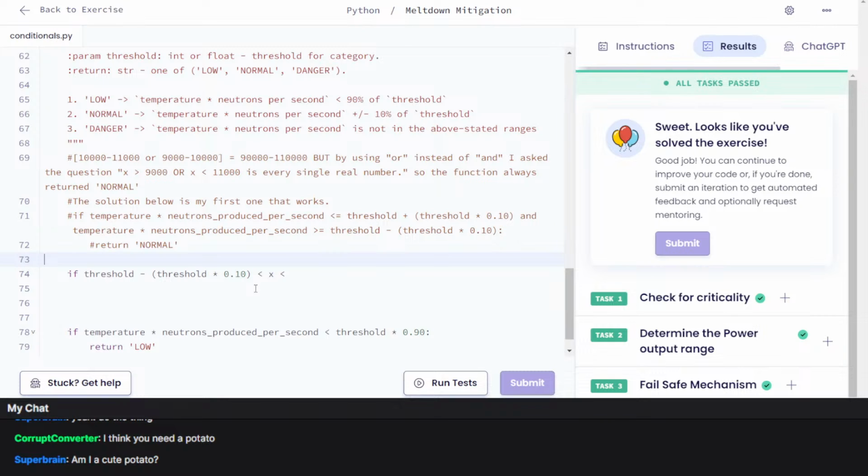Do I do it like this? X greater than... Wait. Wait, no. Wait, what? X is... Like this? Not less than. Like this. Something like this. Oopsie. Wait, I think I have to use an equal. Do I have to use an equal sign? I don't know. I don't know. I hate this. Return.